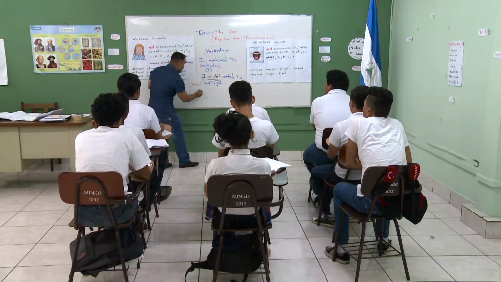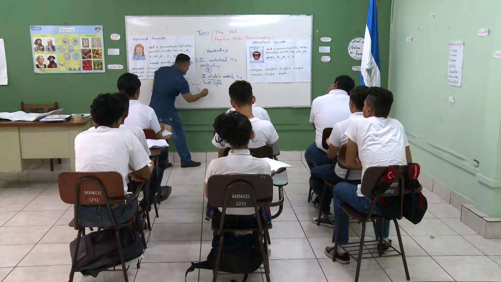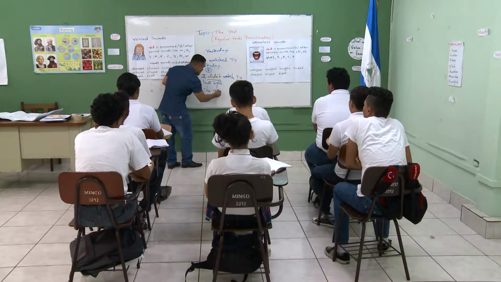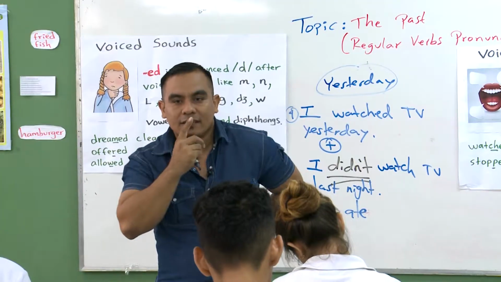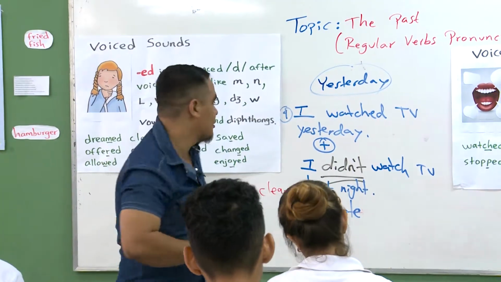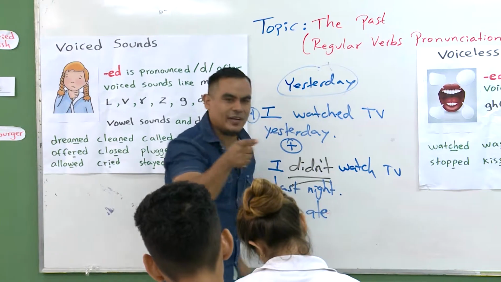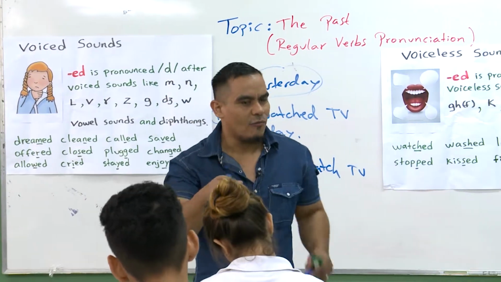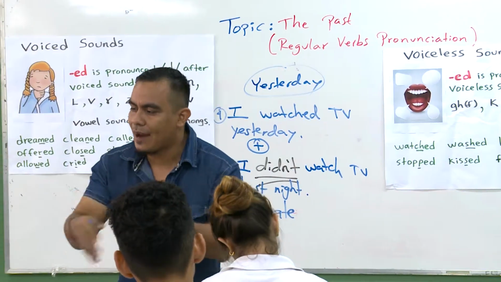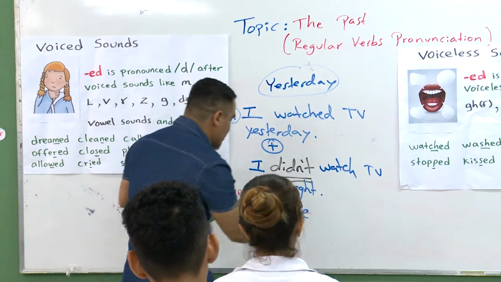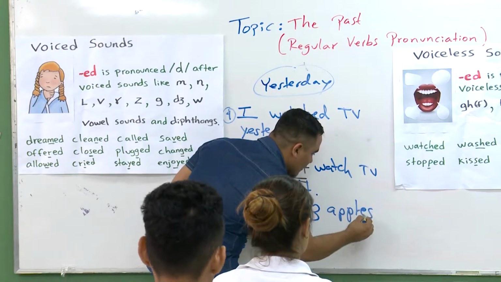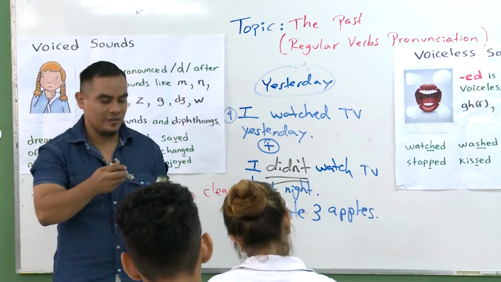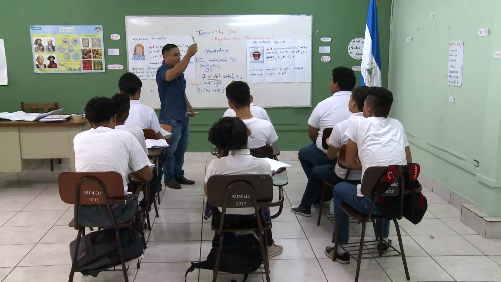Okay, example number 2. This is number 1. She ate 3 apples. You know the meaning of apples, right? What is apples? Apples. Okay, good. She ate 3 apples. Negative form.